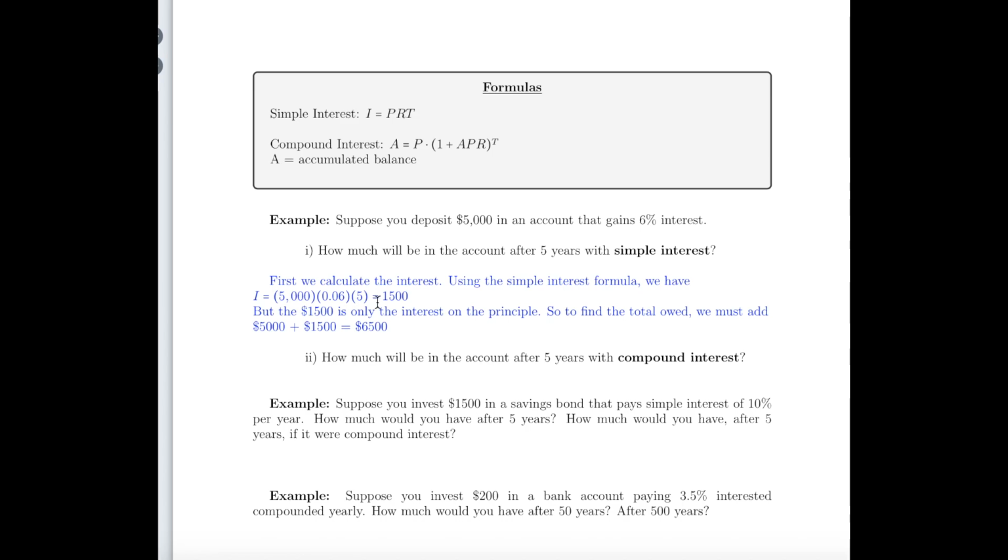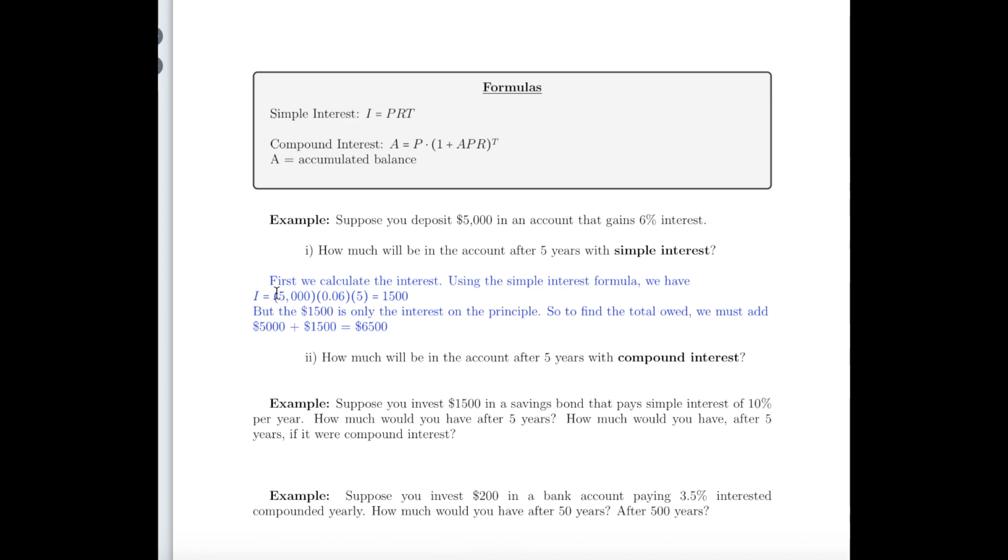The reason we have the numbers in that order is because P stands for principal, and that's going to be our 5,000. R stands for rate, that's going to be our 6% interest, so 6% we change to 0.06. And then the T is time, so how long we invested was 5 years. So that's where that 5 comes from.